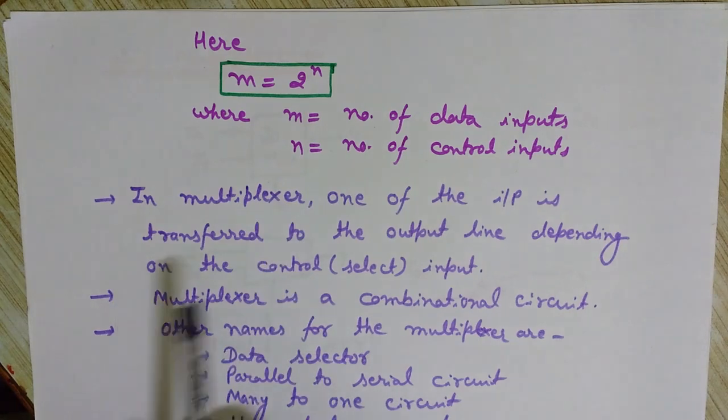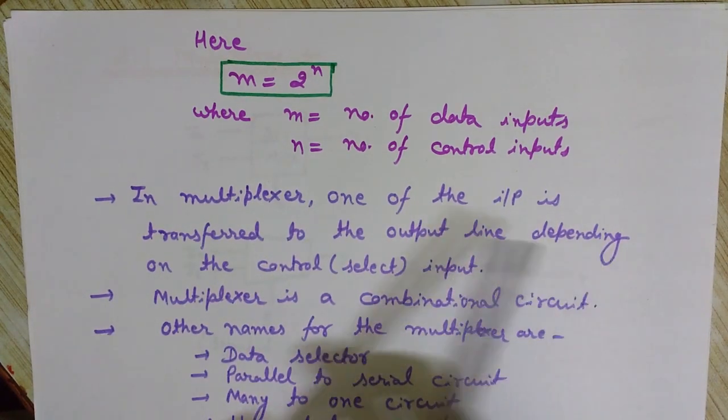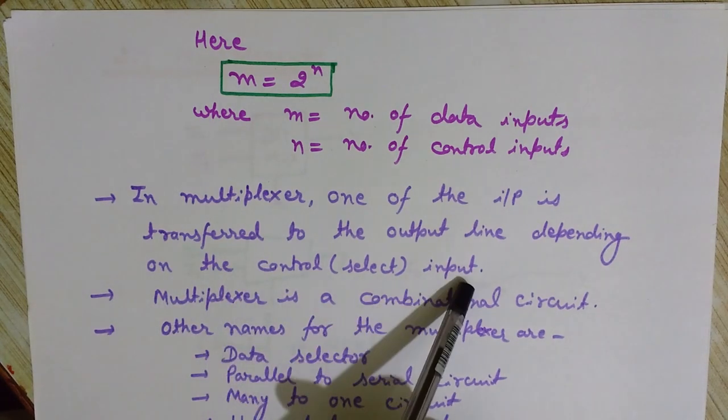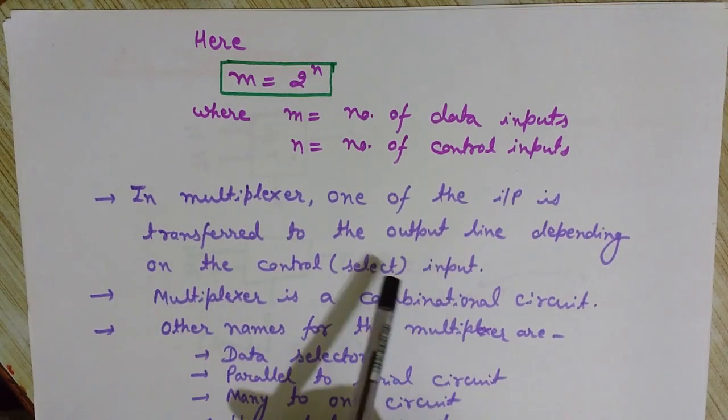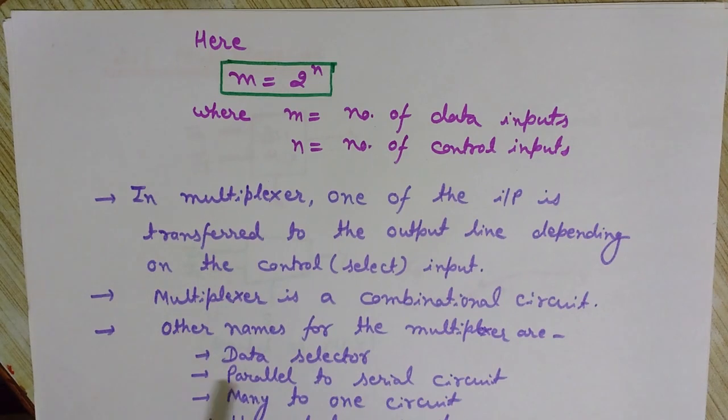In a multiplexer, one of the inputs is transferred to the output line, depending on the control input, the combination, whether the control inputs are 0-0, 0-1, 1-0 or 1-1. We will see it later also. So keep watching.